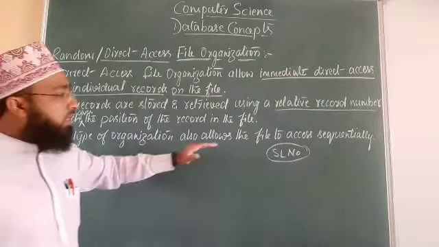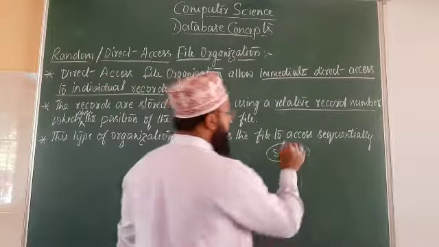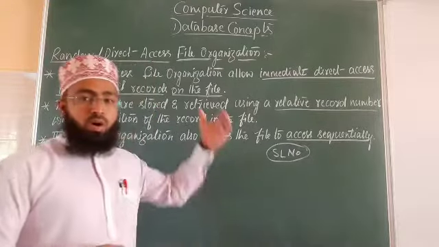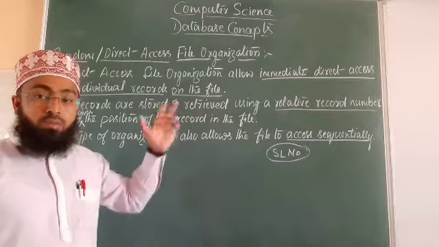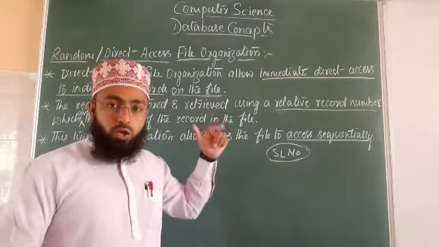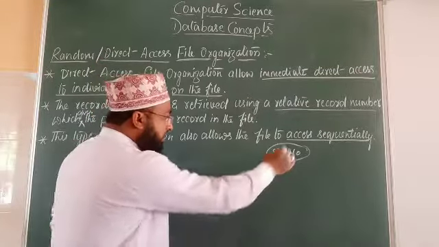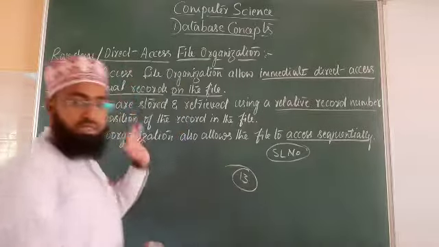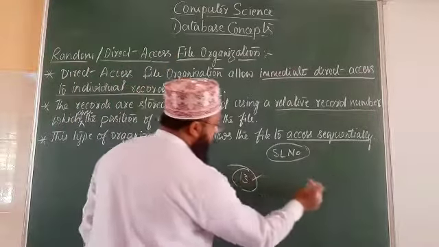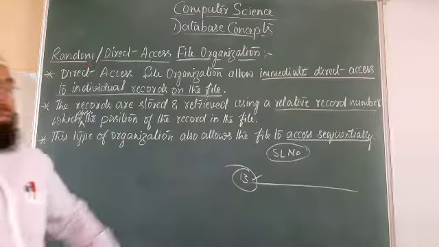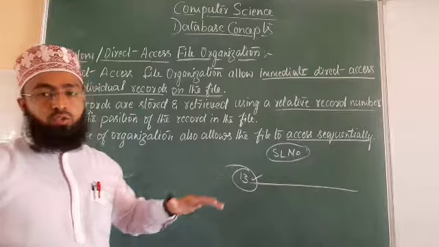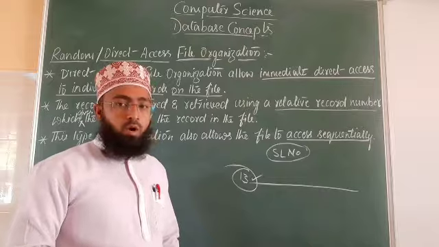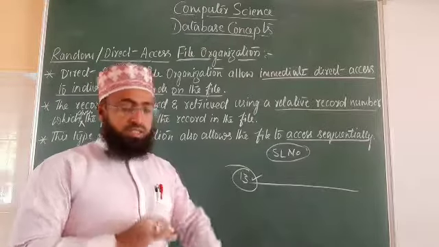This type of organization also allows the file to be accessed sequentially. Here the files can also be accessed sequentially, one after the other, but it will not match with every record. If you enter the relative record number as 13, then the control will directly move to 13 and the record present at the 13th number will be accessed and shown to the user. This is how random or direct access file organization works.